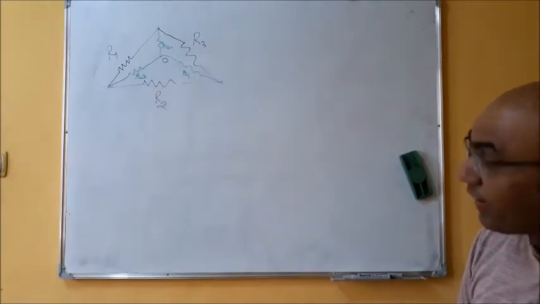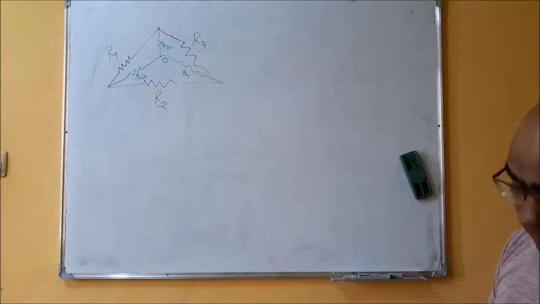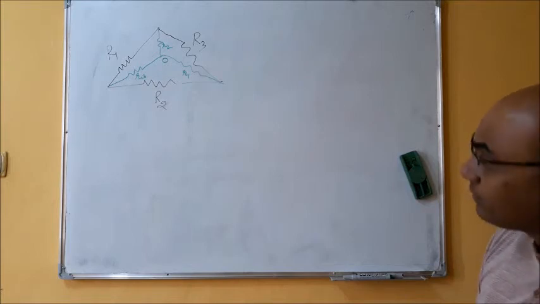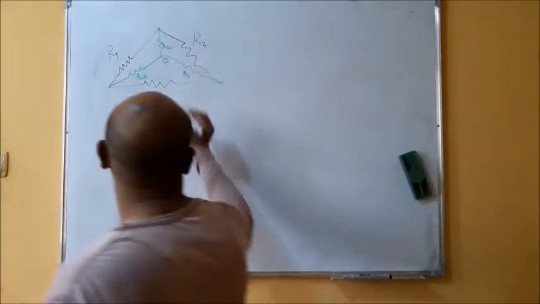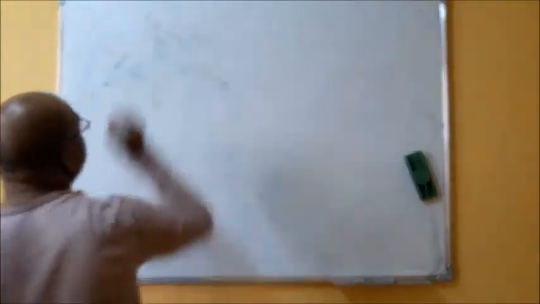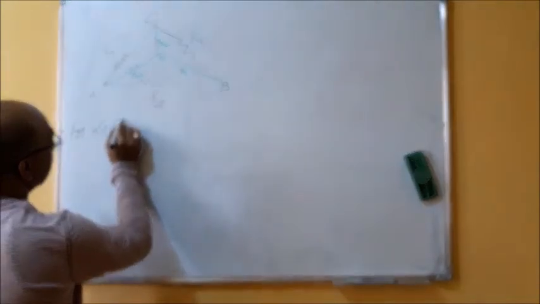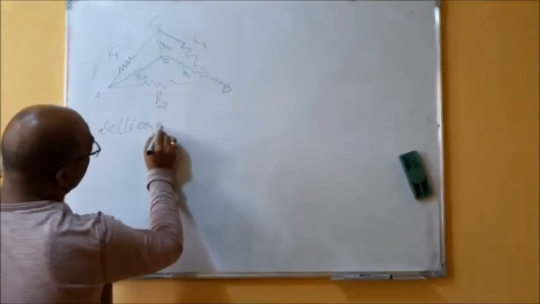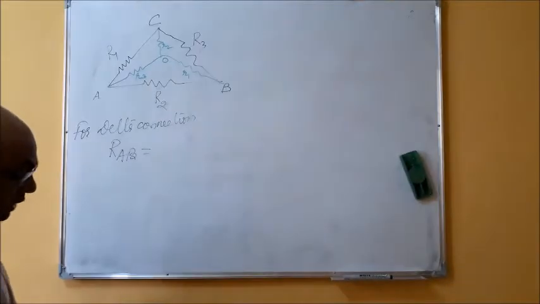Now see how we can find the values of these. So you see from this figure, I am saying this point is A, this point B, this point C. So for delta connection, find the resistance between A and B. Okay, so focus on this black part only.